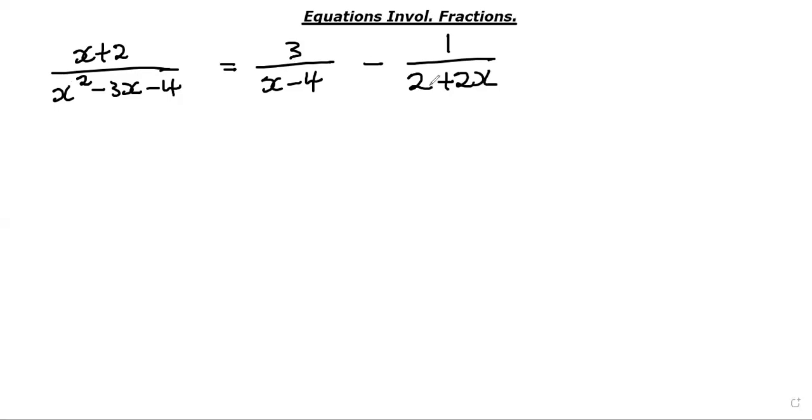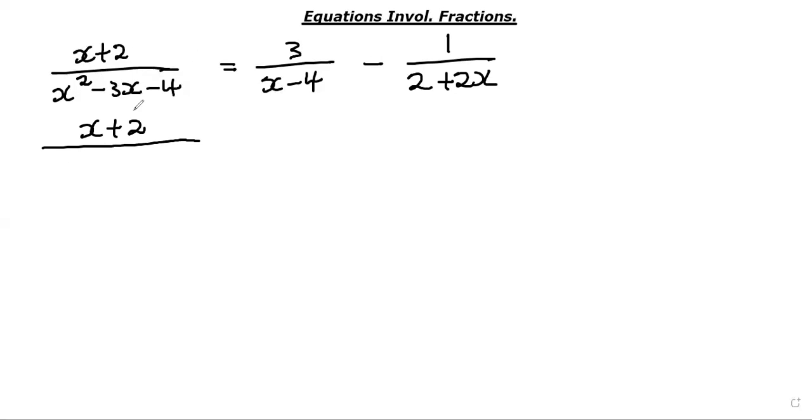So before you can find your LCD and before you can find your restrictions, you have to make sure that these are factorized. Always make sure that your denominators are factorized. All your denominators must be factorized. So let's go to the one on the left-hand side. Even if the numerator is not factorized, the point is not to factorize the numerator, but the denominator, because it will affect your LCD if you don't factorize it.